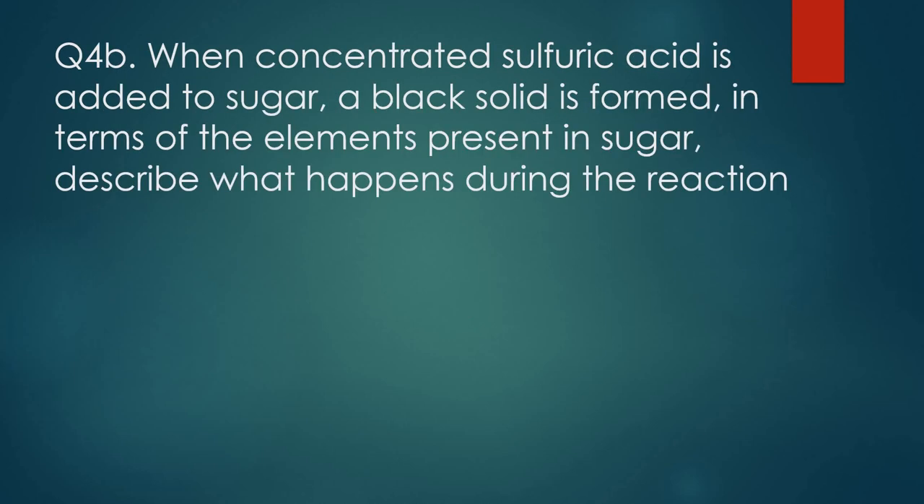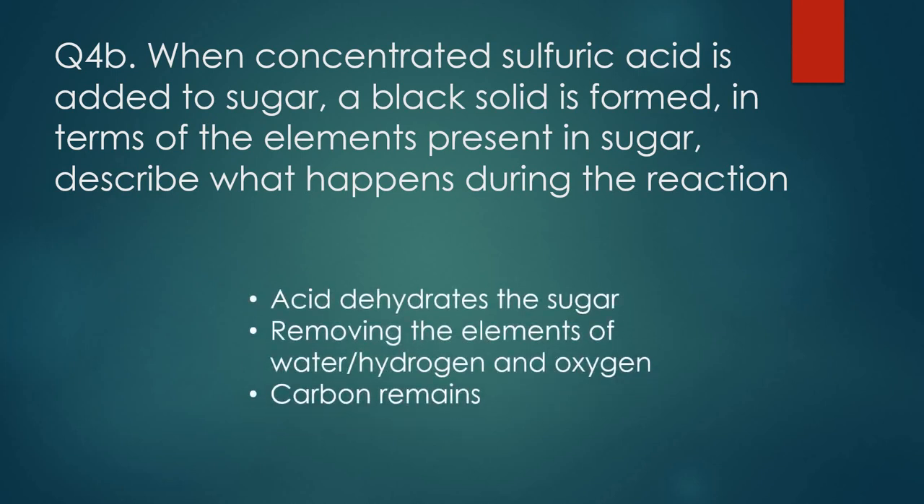When concentrated sulfuric acid is added to sugar, a black solid is formed. In terms of the elements present in sugar, describe what happens during this reaction. So the acid would dehydrate the sugar. This would remove the elements of water, hydrogen and oxygen, leaving only carbon behind, which would be seen as the black solid.